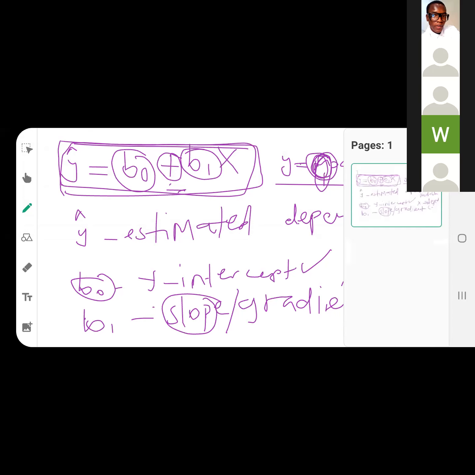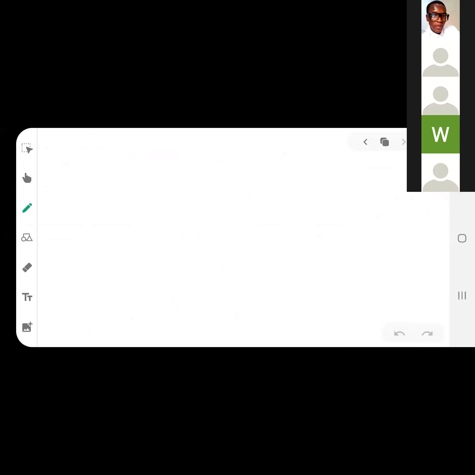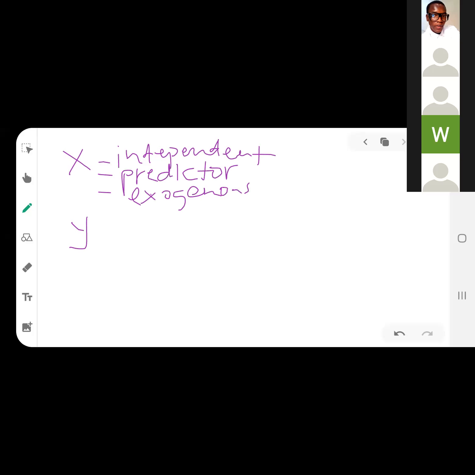And then the other important thing you need to know is about the variables. So the x is the independent variable. The independent variable is the one that is used to estimate or to assume or to explain other variables in the experiment. And the other name for independent variable is the predictor variable. And then the other one is exogenous variable.